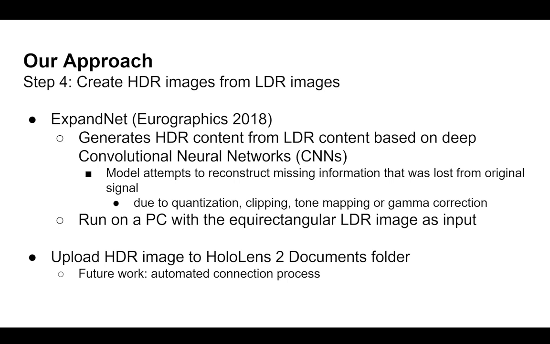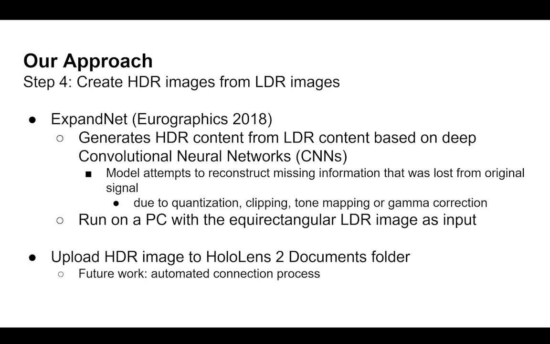ExpandNet accomplishes this by using a deep convolutional neural network which attempts to reconstruct missing information that was lost from the original signal. This can be due to quantization, tone mapping, or gamma correction. The added information is reconstructed from learned features as the network is trained in a supervised fashion using a dataset of HDR images. We run ExpandNet on a PC with the equirectangular LDR image as input.